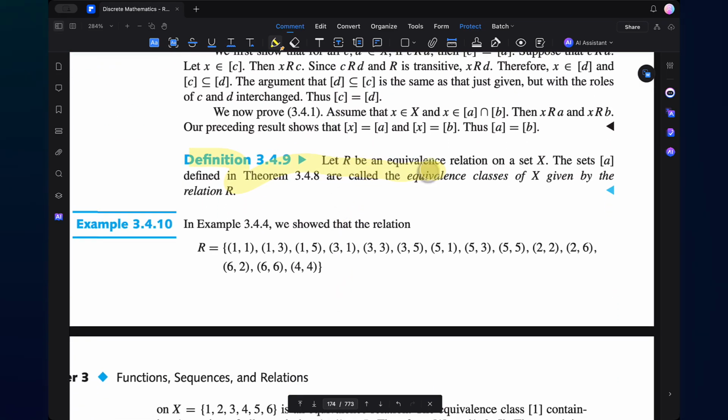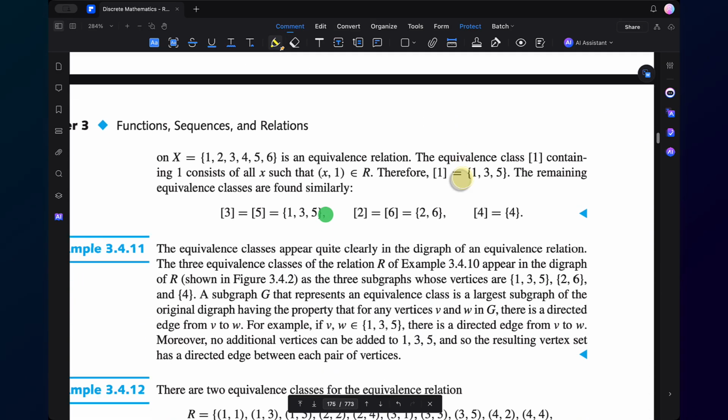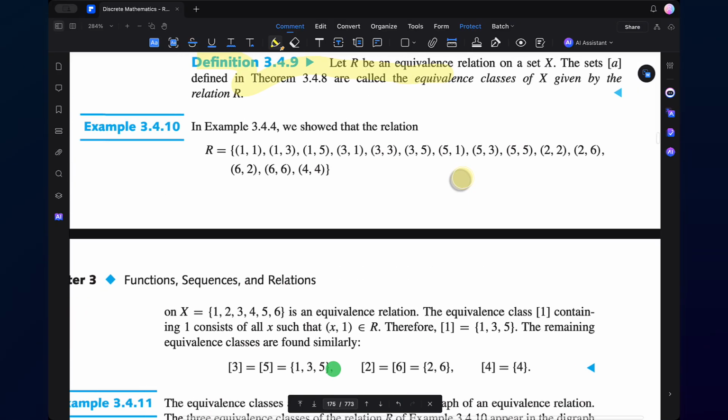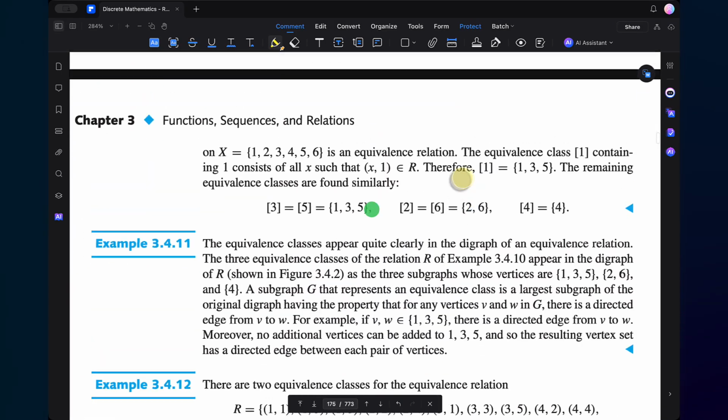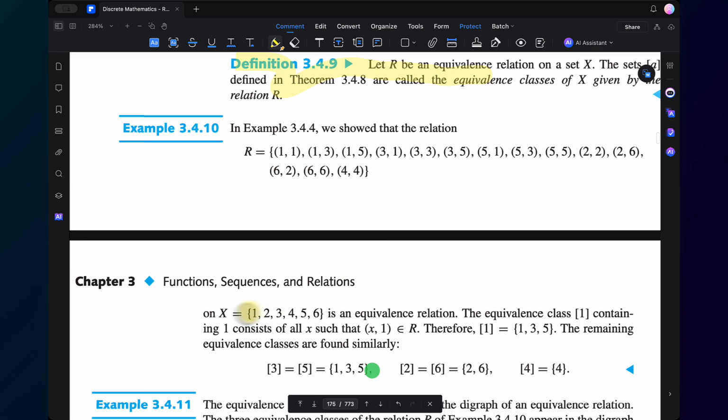Definition: let R be an equivalence relation on X. The set [a], defined in that theorem, is called an equivalence class of a and is given by the relation. Where this is really important is in this one example here. Let's look at this example. In example 3.4.4, we showed that the relation R on the set X equals this is an equivalence relation.